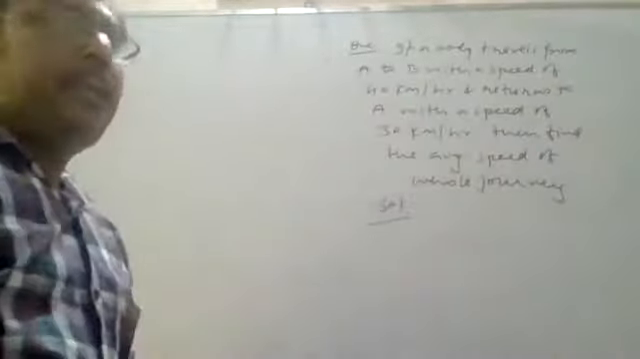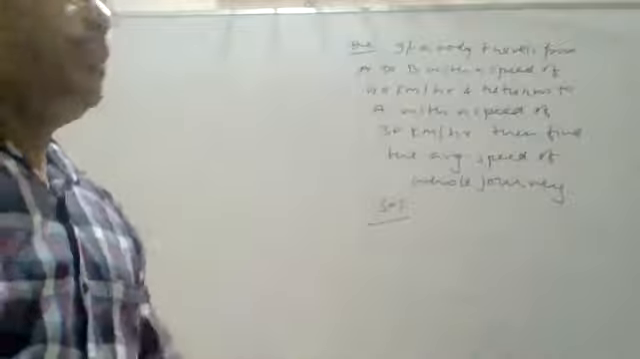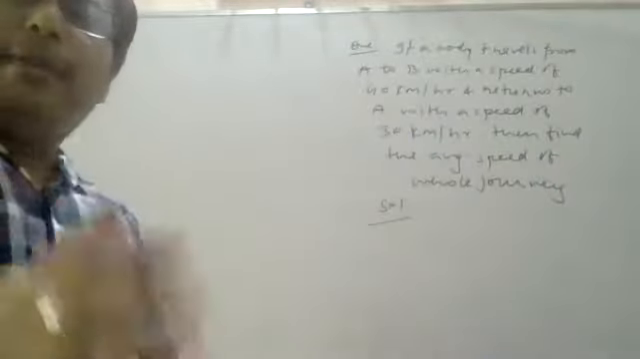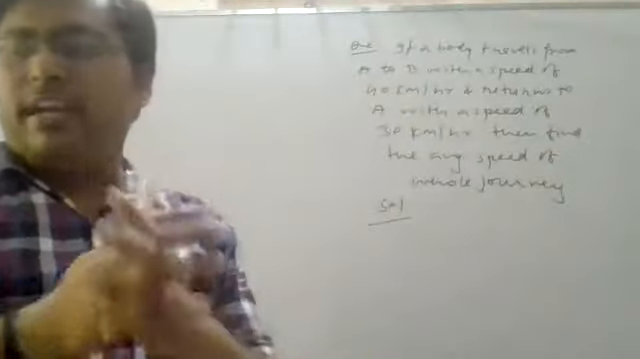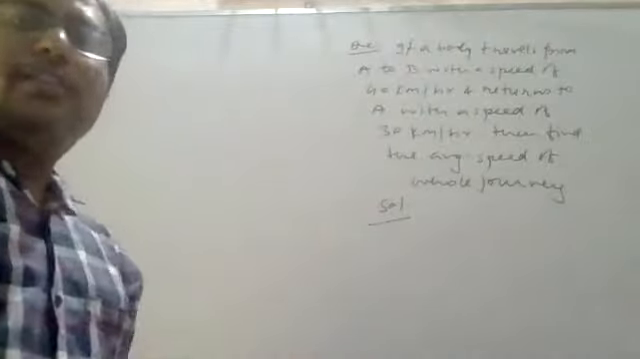In this question, take care. Don't do it like this: 40 plus 30 divided by 2, taking the initial speed and final speed, adding both of them and dividing by 2, and saying the answer is 35 km per hour. No, it is wrong. You will not get the answer here. 35 km per hour is wrong. How to resolve this kind of question?